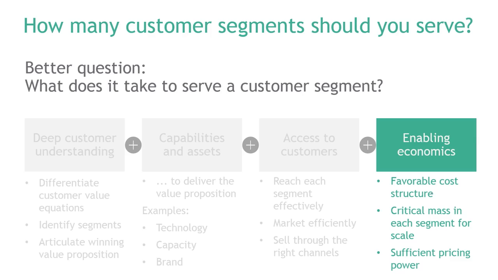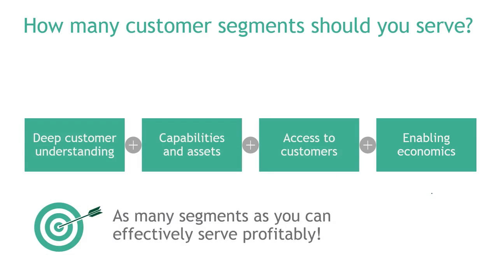So you need enabling economics. What I mean by that is a favorable cost structure. Each segment must be big enough for you to create some scale effects, and you need to have sufficient pricing power when you're negotiating with your channel partners. So you can see that serving multiple segments at a time is actually not trivial. So the short answer to the question, how many customer segments should you serve, is as many segments as you can do effectively and serve profitably.